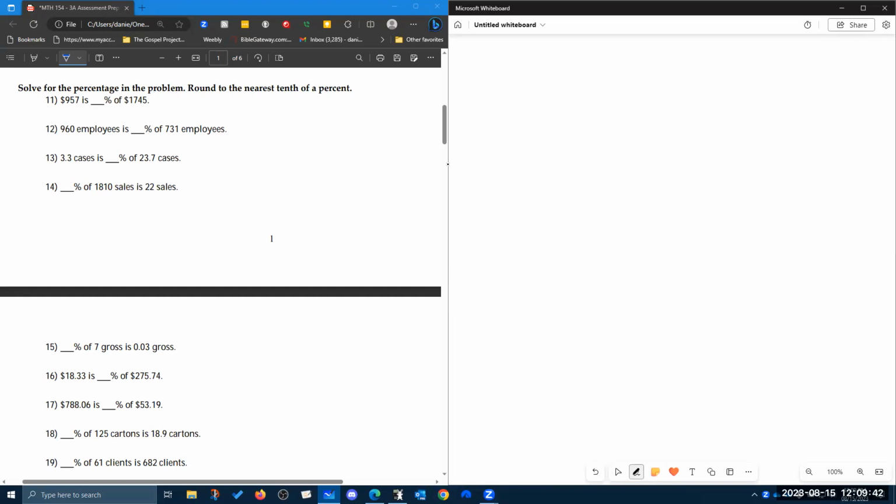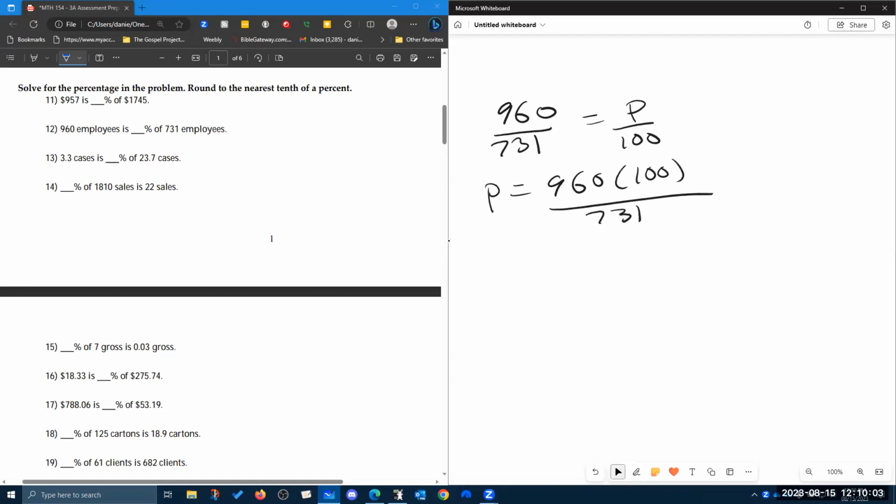960 employees is, there's my is, P percent of 731 employees. So we have P equals 960 times 100 divided by 731.